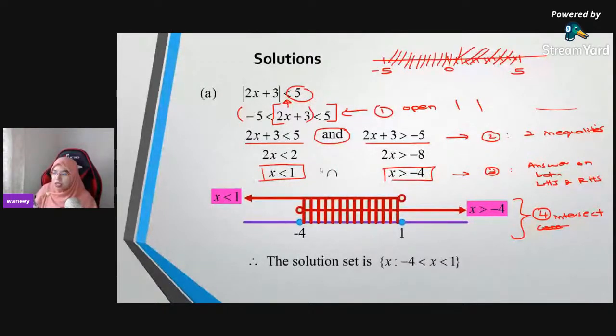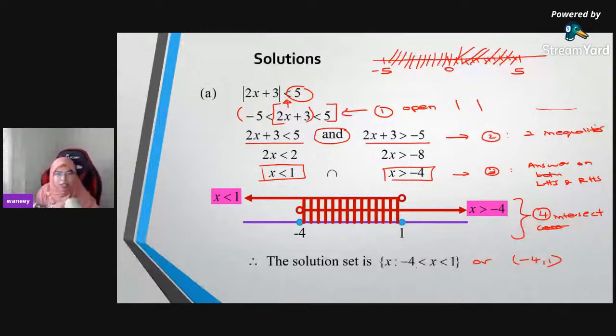Madam, tak perlu tulis negative 4, 1. Sebab saya bagi dalam solution set. Kalau dia minta solution interval, awak boleh gunalah negative 4, 1 tu. Memanglah saya letak kat sini. So this is solution interval, this is solution set. Normally we have to refer to the question, whether the question wants solution set or solution interval.